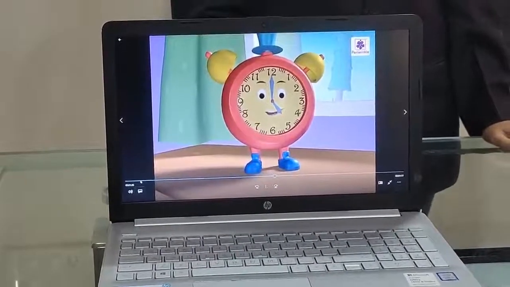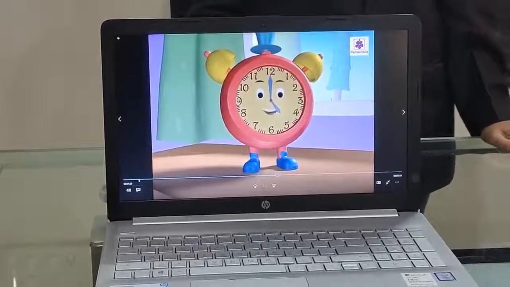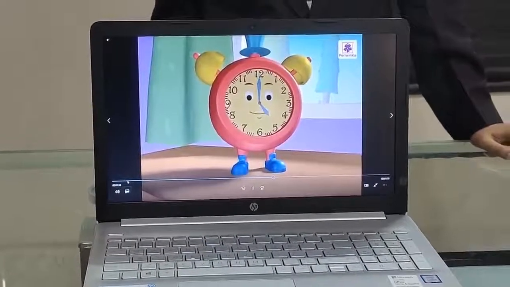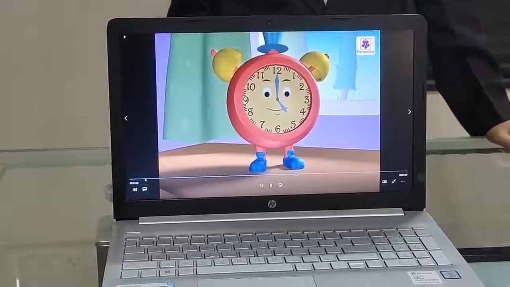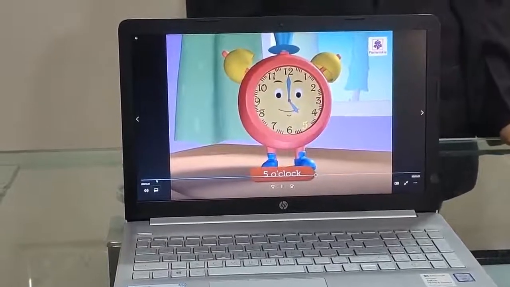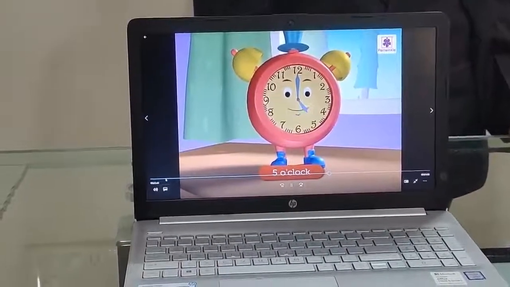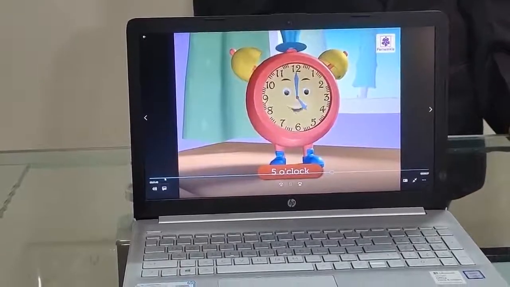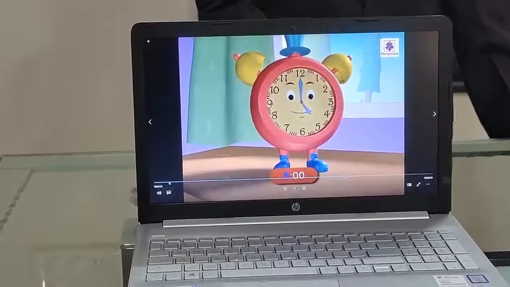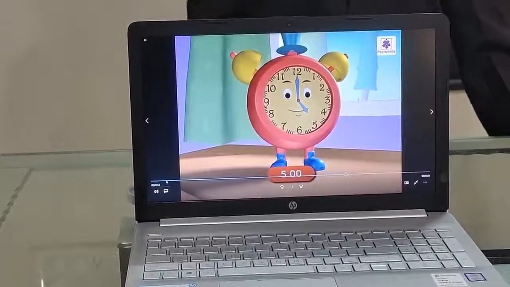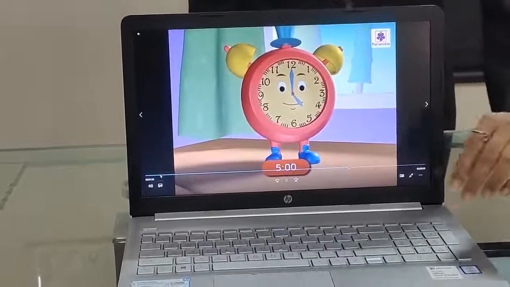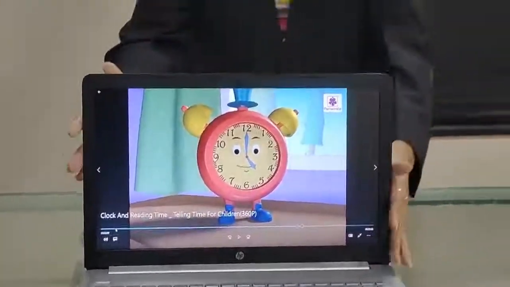See, my hour hand is on 5 and the minute hand is on 12. This means the time is 5 o'clock. We read it as 5 o'clock. We write it as 5, then colon, and then 0, 0.